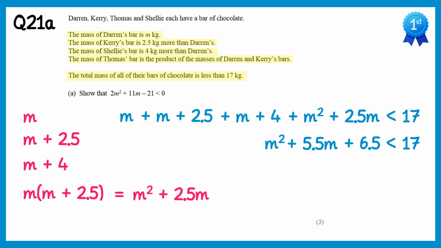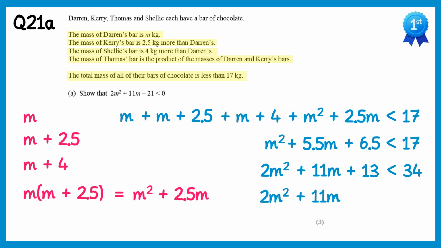Times both sides of this by 2 will remove the decimals, so we'll get 2m squared plus 11m plus 13 is less than 34. All you need to do now is subtract 34 from both sides. This would leave the 2m squared and 11m alone. 13 take away 34 is negative 21, and 34 take away 34 is 0, which is what we were trying to show.